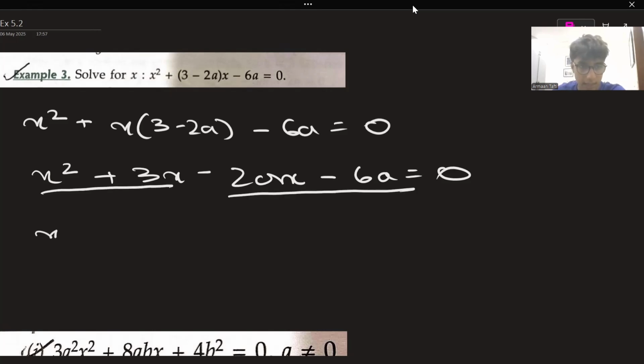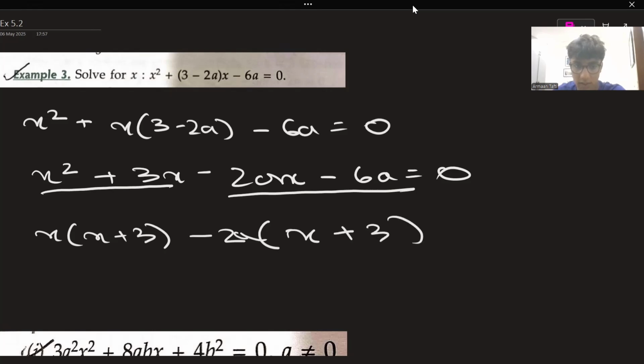we get x times x plus 3. And I want to get x plus 3 in both these brackets. So if I take minus 2a out common, I will get x plus 3, right? Minus 2ax minus 6a. And now I can take x plus 3 out common like I wanted to. X minus 2a equals 0.